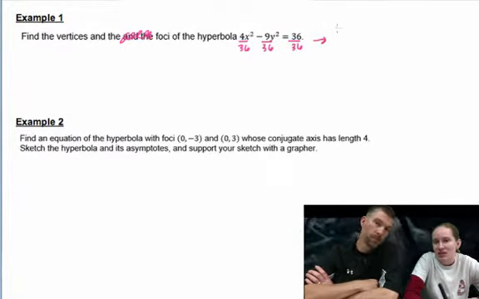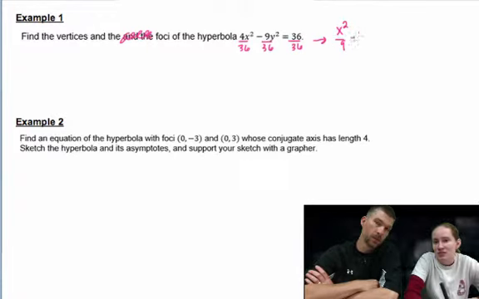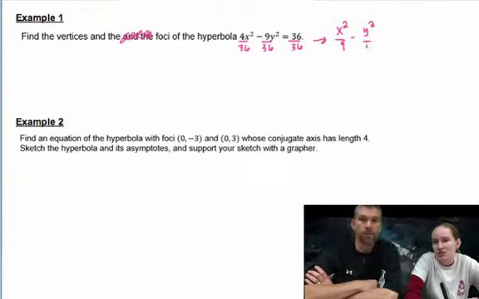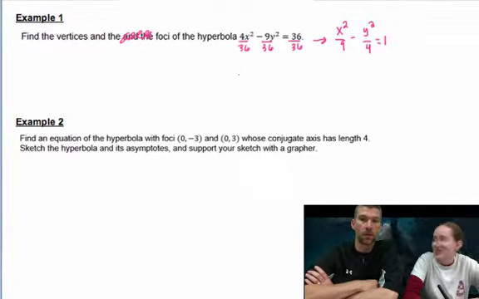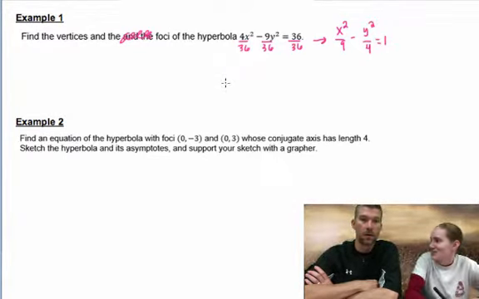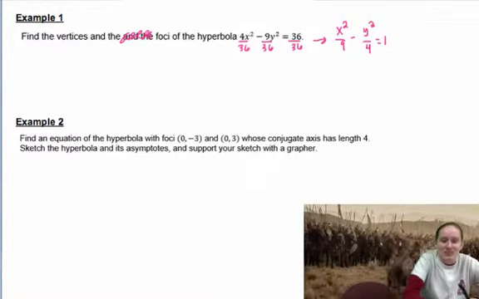So that gives me x squared over 9 minus y squared over 4 equals 1. So the vertices, man, we don't have a chart in front of us. You want to go get your book or something? Yeah, I got it right here.